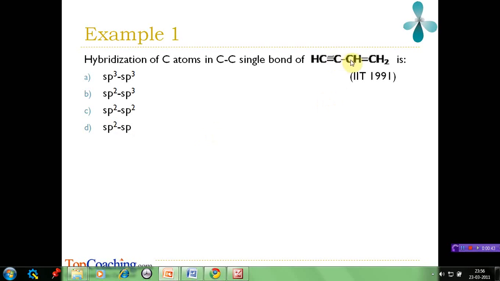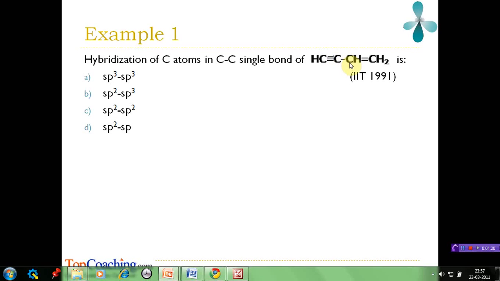Now this is the carbon-carbon single bond. So first of all, see what is the hybridization of this carbon. We discussed in this chapter that one triple bond is equivalent to one pair of electrons. Another bond is also equal to one pair of electrons. So since it has two pairs of electrons, we can say it is sp hybridized. This is also equivalent to the carbon in acetylene. So we know this is sp hybridized.